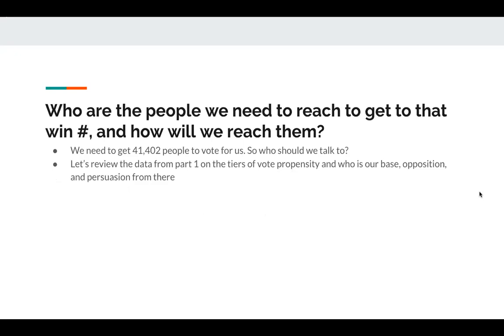Who are the people that we need to reach to get to that win number, and how are we going to reach them? So now that we have our win number, we're going to start planning out what voters we need to talk to in order to get them to support this ballot measure. To do that, let's review the data from part 1 about our tiers of vote propensity in our base and persuasion universes.